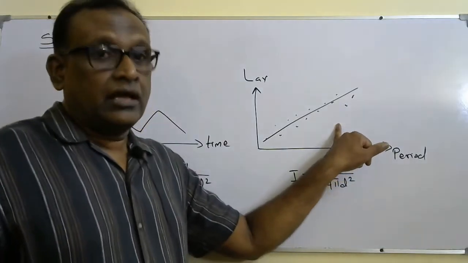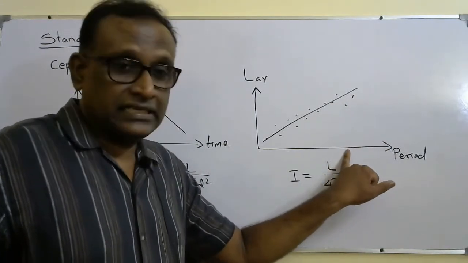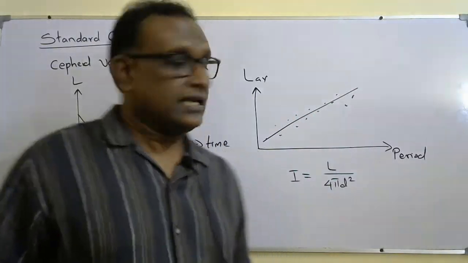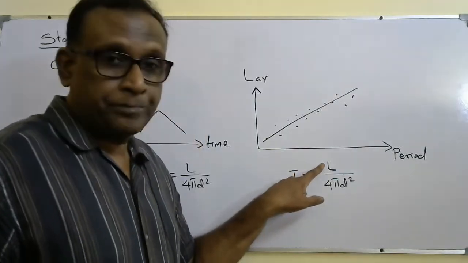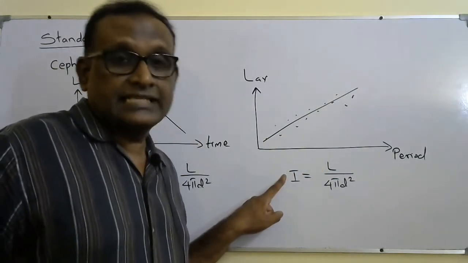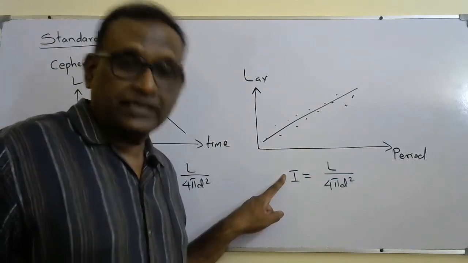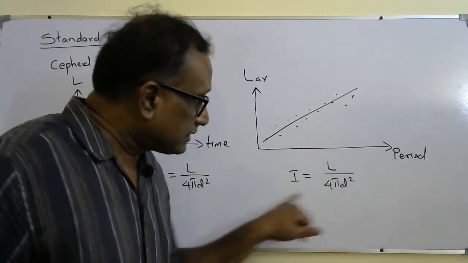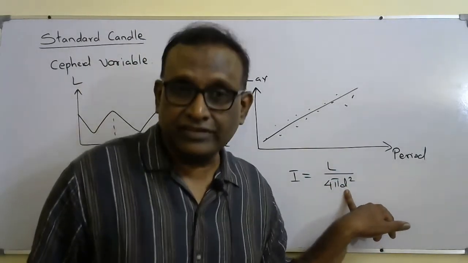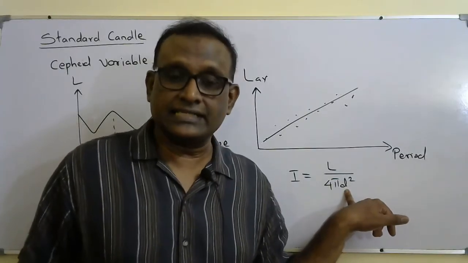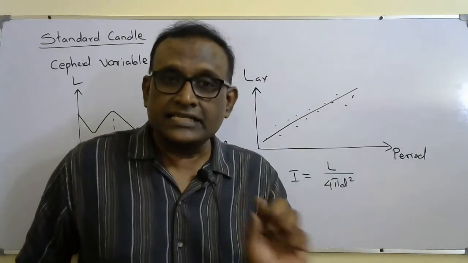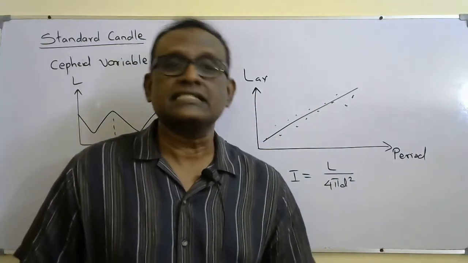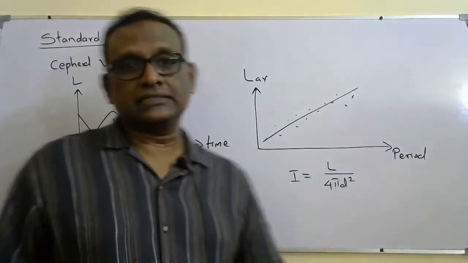Use this graph. By using this graph, you can find the average luminosity of that Cepheid variable in the far distant galaxy. You know the average luminosity. You can measure the average intensity of the radiation from that specific Cepheid variable. So I you know, L you know. By using this equation, find the distance of that Cepheid variable in the far distance galaxy. In the same way, find the distance of different Cepheid variables in the same galaxy, and find the average distance of the galaxy from Earth.